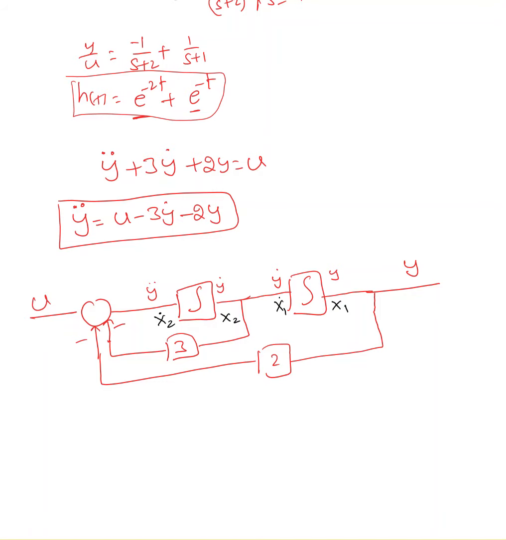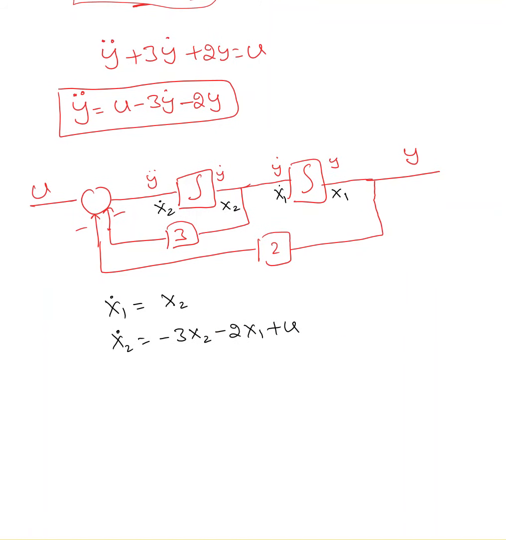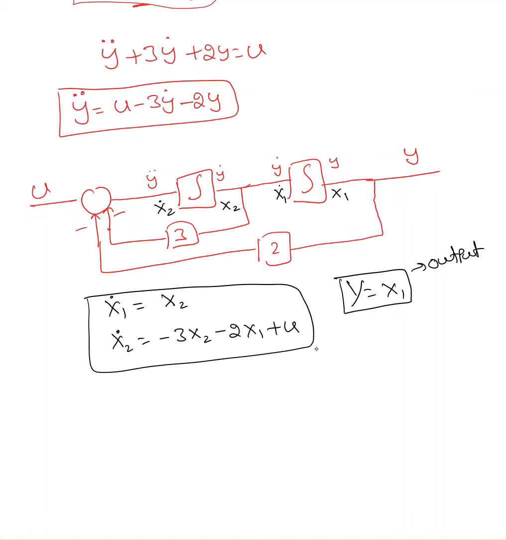Now what is x1 dot from the simulation diagram? x1 dot is simply the same as x2, and x2 dot is simply minus 3x2 minus 2x1 plus u. And y equals x1. So this is my output. These are my state equations and output equation.